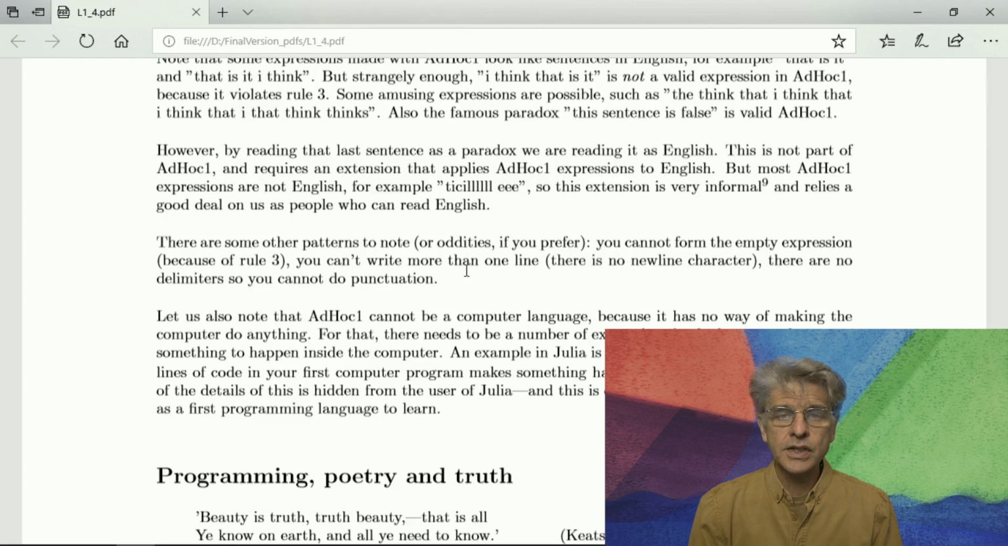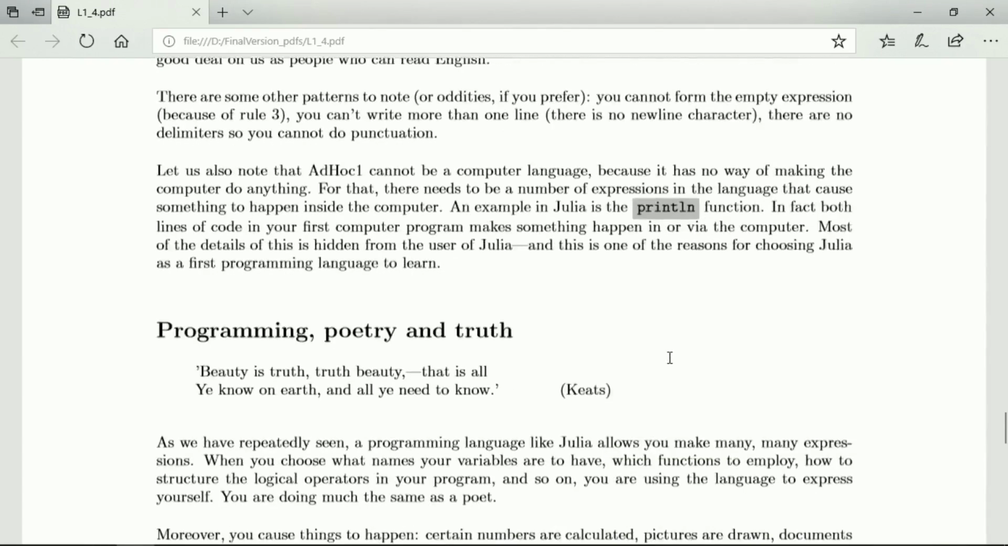It can't make a computer do something because it doesn't have anything that changes the computer memory. It doesn't have anything that makes a computer print things on the screen. So it's very, very far from being a computer language, but it is a formal language, and it does distinguish between valid expressions and invalid expressions. And that was the main point I wanted to make.